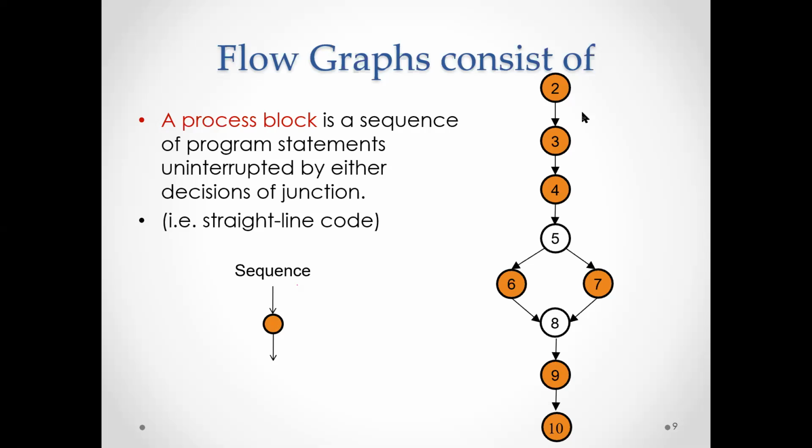So your 2, 3, 4. After this, you have a predicate node, that is 5. Once that is executed, it will go with 6, then it will reach the junction node, that is 8. After that, 9 and 10. Apart from 5 and 8, the predicate node and junction node, all the remaining nodes are treated as straight line code. That is nothing but your sequence or your process block.